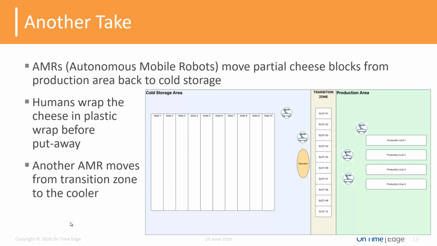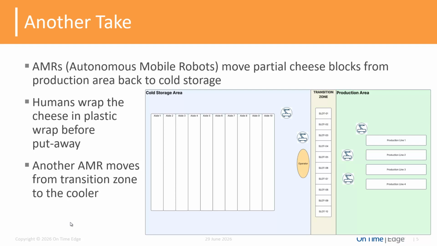I want to show you today an example of extending the Fuuz application, specifically the warehouse management system, to incorporate some AMR mission prioritization. So the concept here is we have a production area with production lines, and we have raw materials that have been used but not completely depleted. And we want to move those materials back into the cold storage.